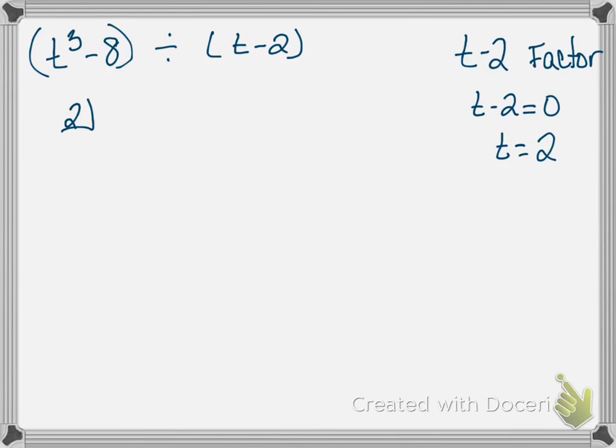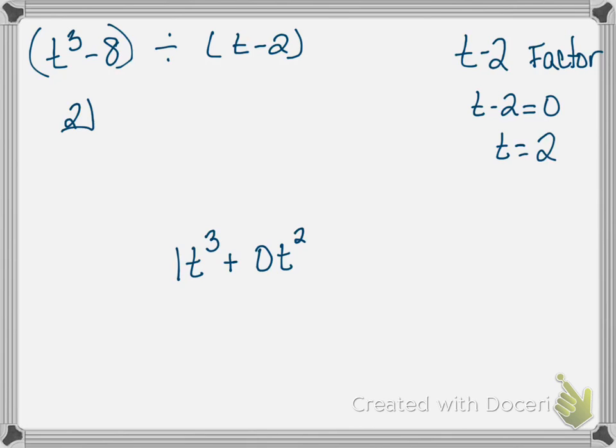In t to the third minus 8, I have 1 t to the third. Do I have a t to the second? No. So when I am dividing, I have to put 0 t to the second. I have to account for that t to the second, even though it's not there. It's kind of like a placeholder.